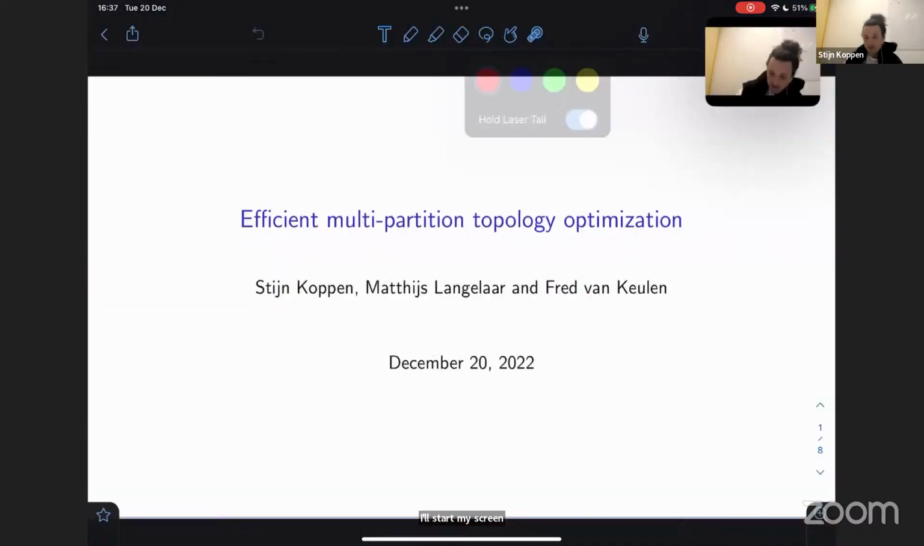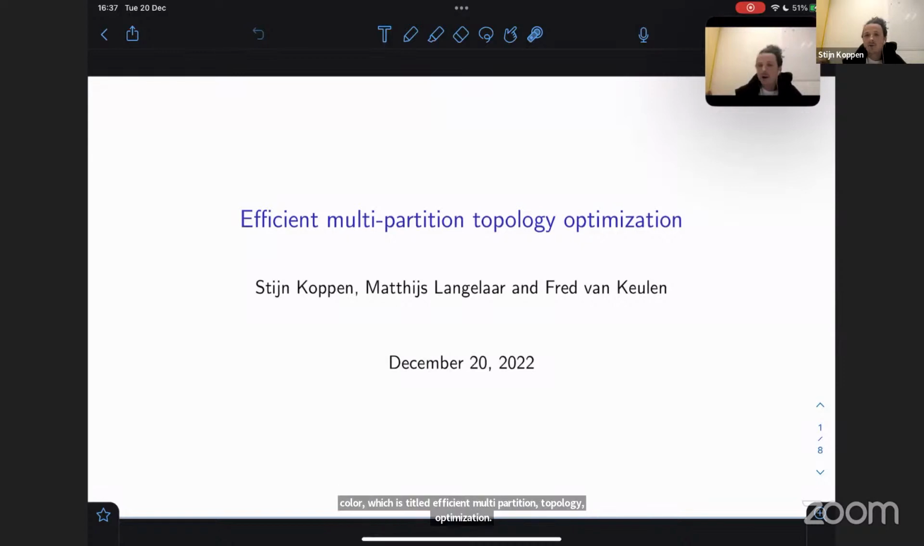Yes, and I will explain to you today about the study I did together with Matthijs Langelaar and Fred van Keulen, which is titled Efficient Multi-Partition Topology Optimization. And it's all about reducing the computational cost of solving problems with multiple load cases without making approximations.